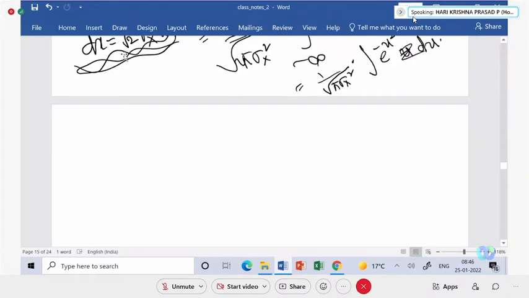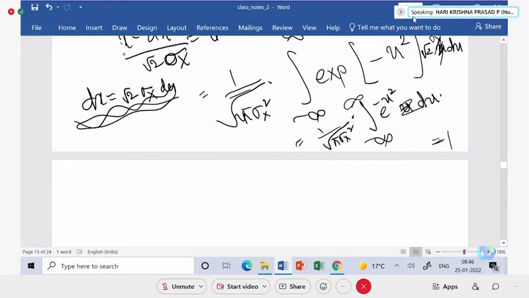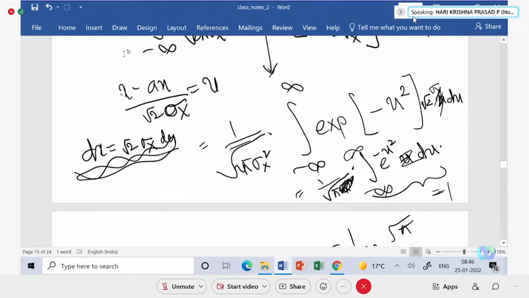So when you perform this integration, it should yield 1. Any sigma x is to be removed, right? 2 is to be removed. This comes out to be root pi. 1 by pi, 1 by root pi times root pi. Any questions?